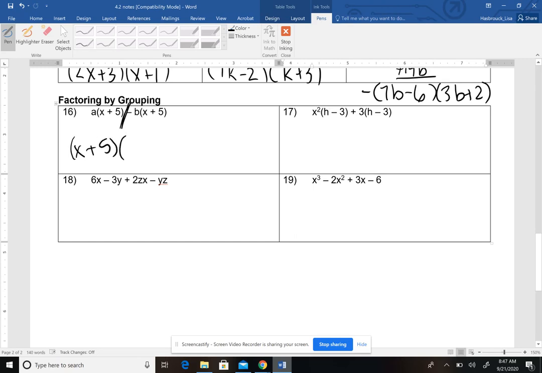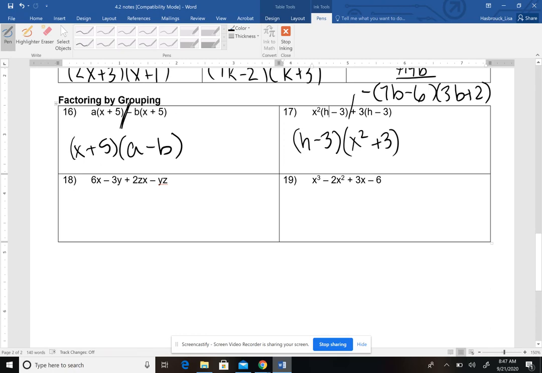Then I start a new set of parentheses, and I say to myself, if I factored out the x plus 5, what do I have on the left that's left over? And that's then a. On the right-hand side, we have the minus b left over. So we put that in its own set of parentheses, and we're done. For 17, same process, split it down the middle. Both left and right side have an h minus 3 in common. What's left over is the x squared and the plus 3, which goes in its own set of parentheses.